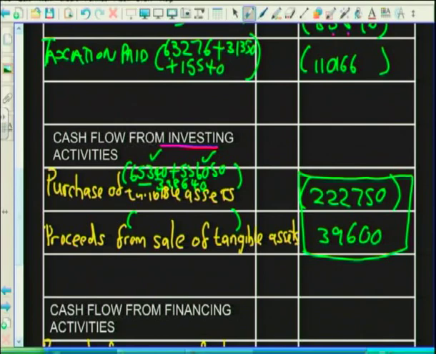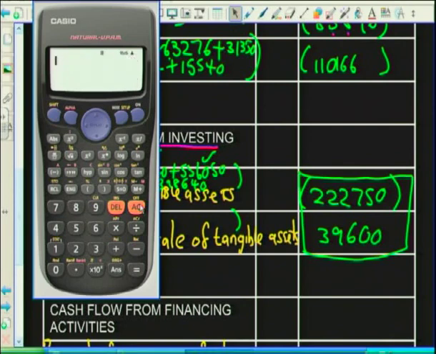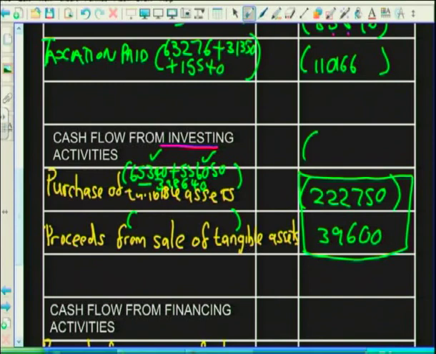Right, we're done with the second part, or almost done. I've got a negative, in brackets, and then a positive, so I'm obviously subtracting. Let's now calculate my cash flow in terms of investing activities. 222,750 less 39,600 gives me 183,150. So let's take that figure through, in brackets because it's a negative amount, 183,150.